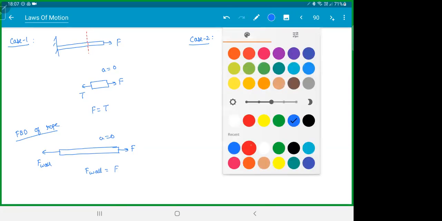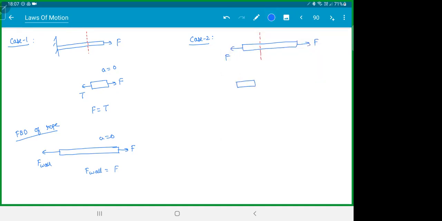So here also how to do? Cut it anywhere you want. If I take the left piece, you get F tension. If you take the right piece, you get F tension. Acceleration is 0. Now understand, this is the force due to the right part on the left part.